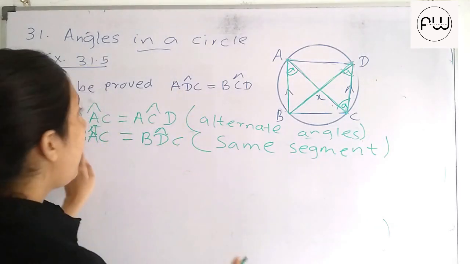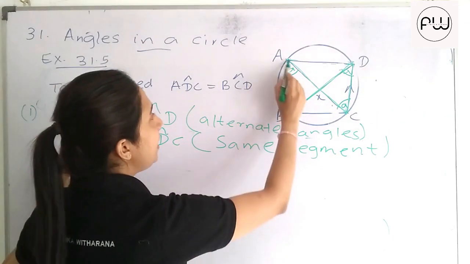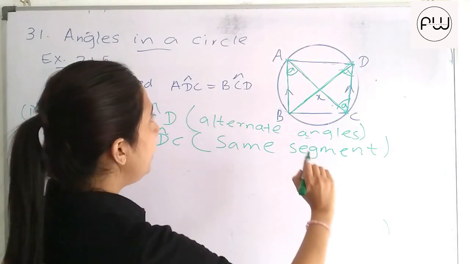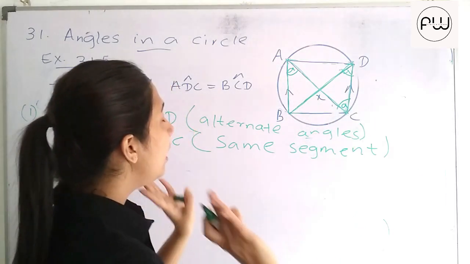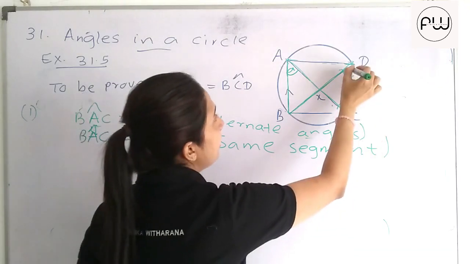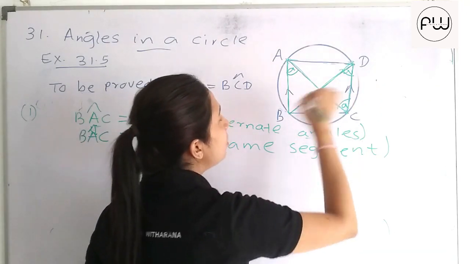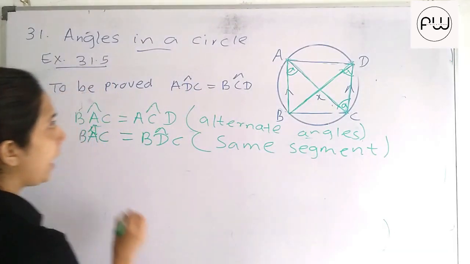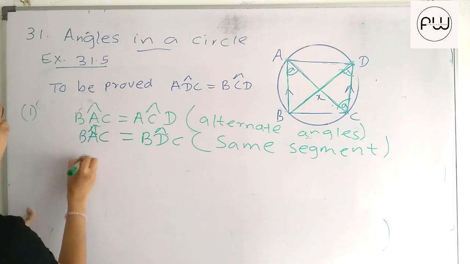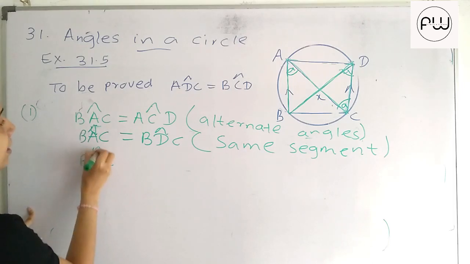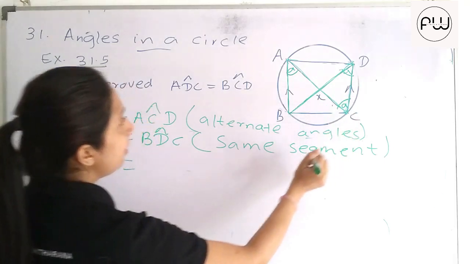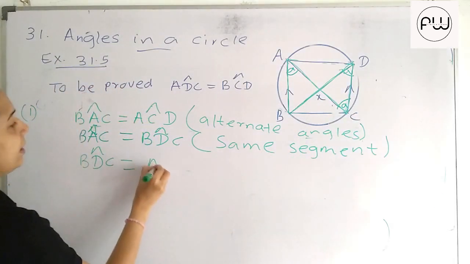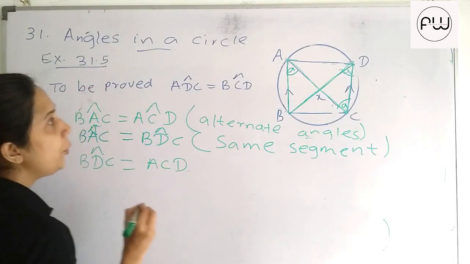Then, right, we got angle BAC equal to angle BDC. Then we can clearly see these two angles are also equal. Then we can write this one, angle BDC, equal to this one. What is this one? Angle ACD. We proved it.